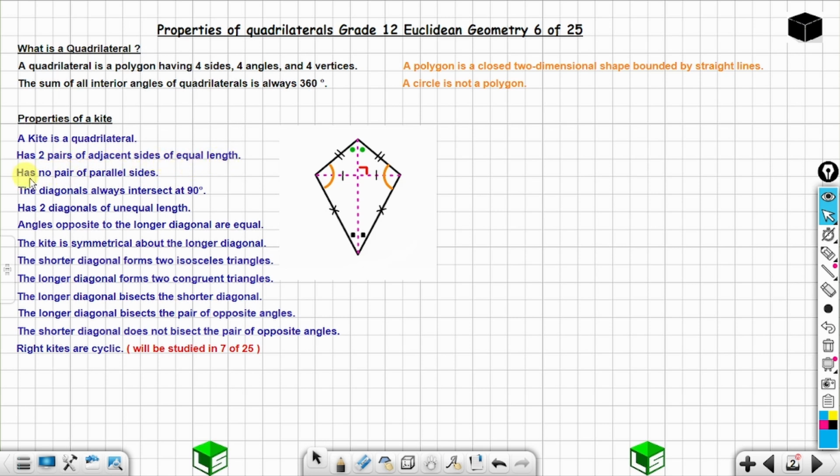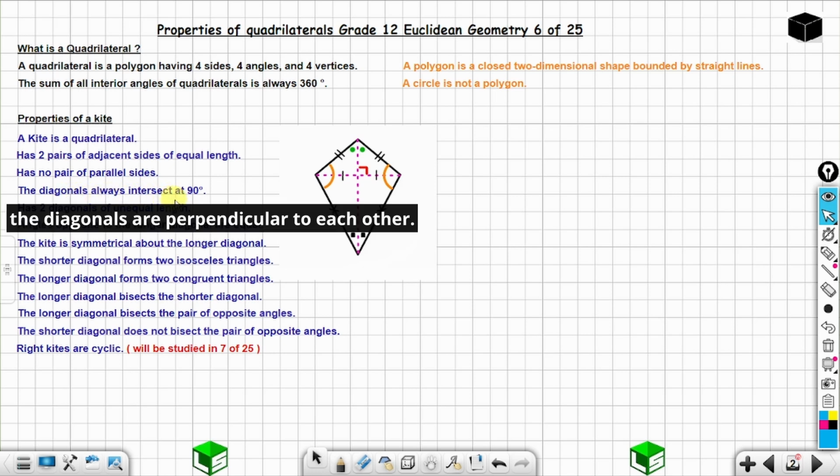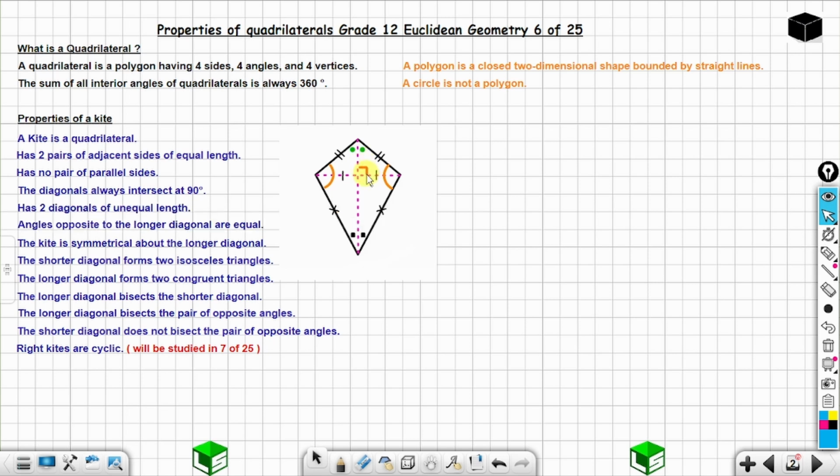And a kite has got no pair of parallel sides. And the diagonals always intersect at 90 degrees. This diagonal and this diagonal intersect at 90 degrees.